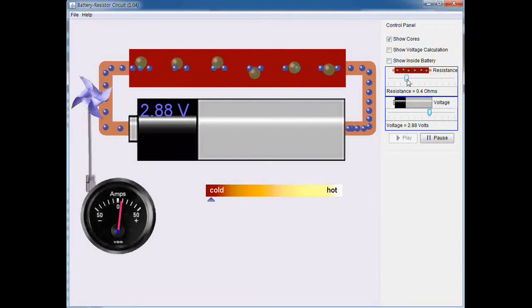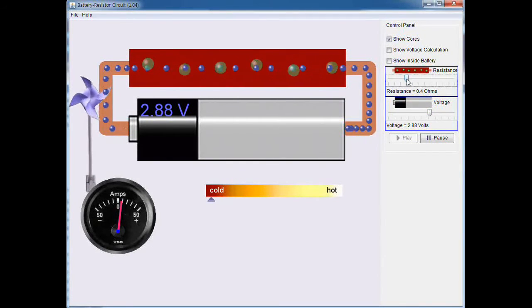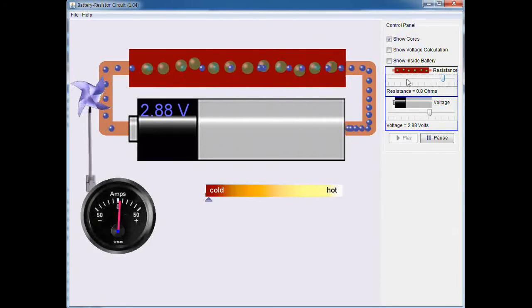Actually, here we can change the resistance of this material, which means that by increasing the resistance, we can make this electron flow more difficult. Let's see what happens if you increase the resistance. Okay, I made the resistance twice.